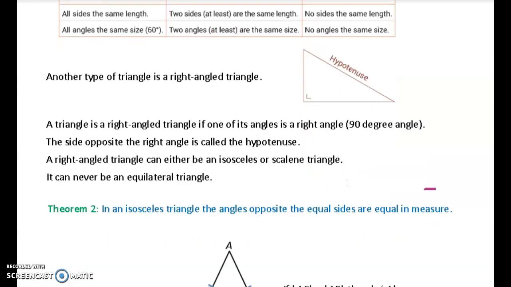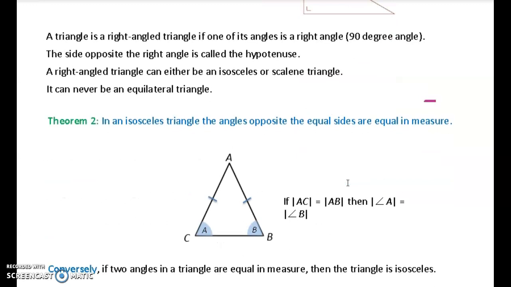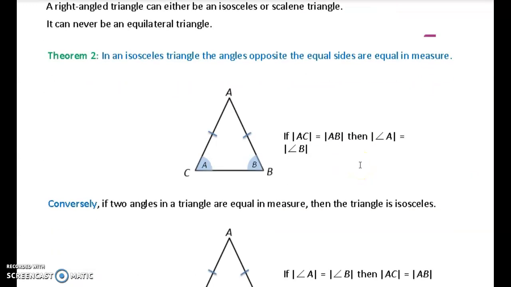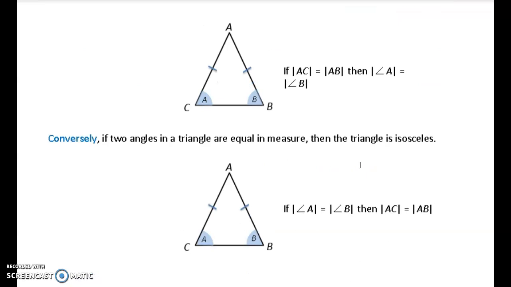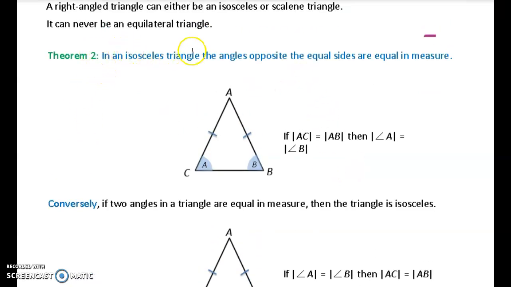Okay. Now, here we have a theorem which just says exactly what we saw in one of the diagrams up there, is that in an isosceles triangle, the angles opposite the equal sides are equal in measure. Very confusing. What's that saying? Saying that if this side is equal to this side, then that angle's opposite, and that angle is opposite, so those two are equal.